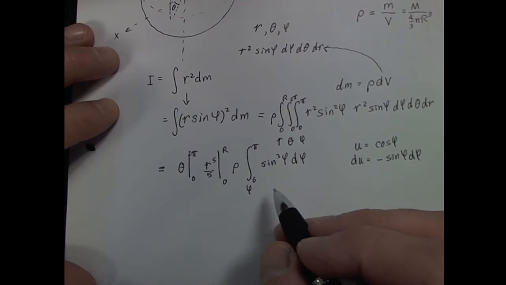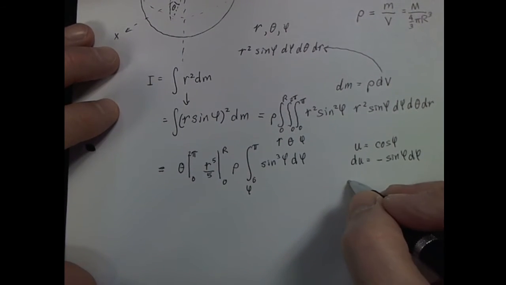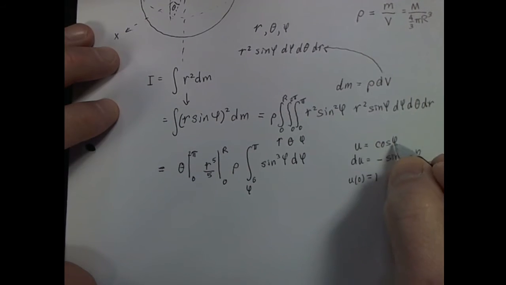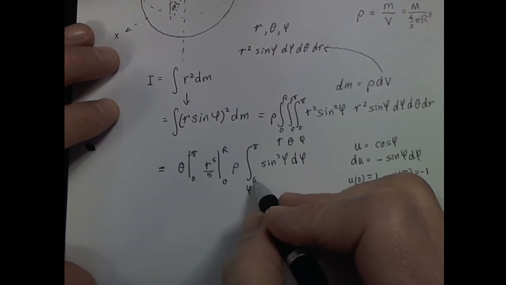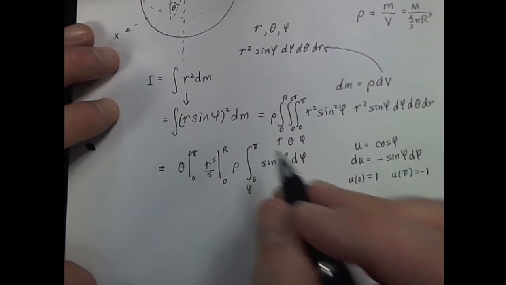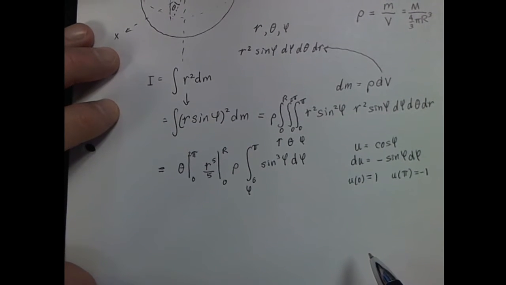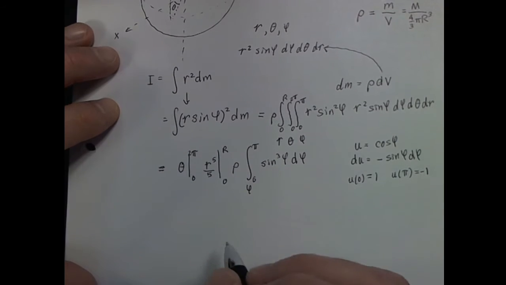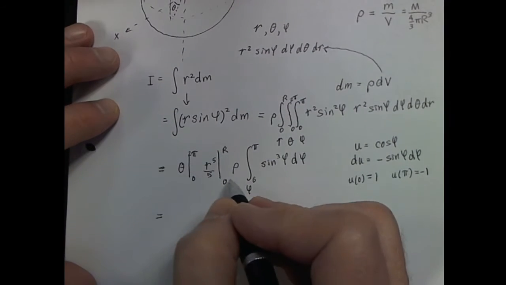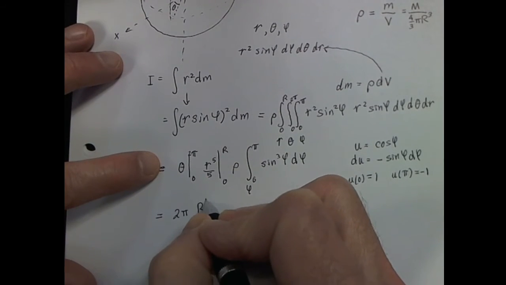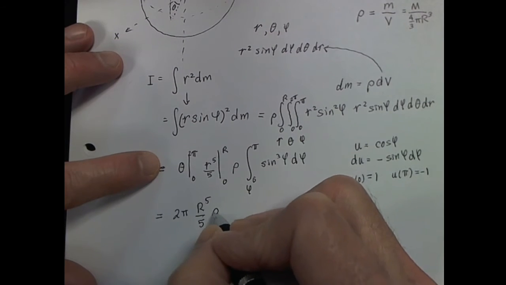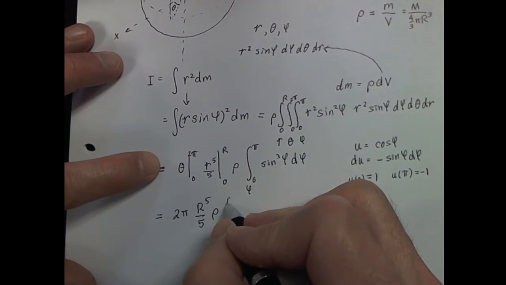Our limits of integration then would be u of 0 will be 1, right? Put 0 in here, you get 1. And u of pi is negative 1. So our limits of integration will change from 1 to negative 1. All right. Let's do a little manipulating here. And I'm going to go ahead and evaluate this. We get 2 pi r to the fifth over 5 and rho. So that takes care of all of that.